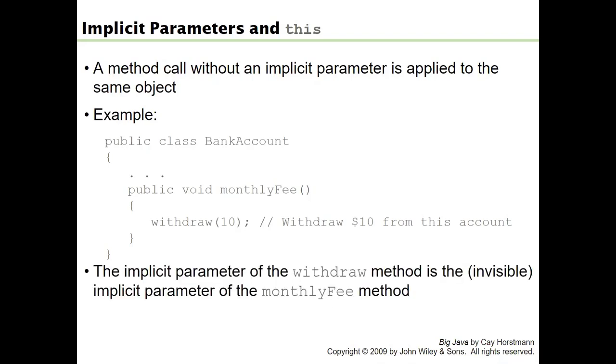So the implicit parameter of the withdraw method is the invisible implicit parameter of the monthly fee method. So withdraw, see, doesn't have the keyword this in front of it. So the implicit parameter that's here gets passed into this call to withdraw. Sometimes you have methods that call other methods within the same class. This is an example of that.